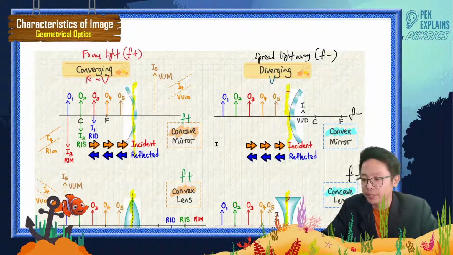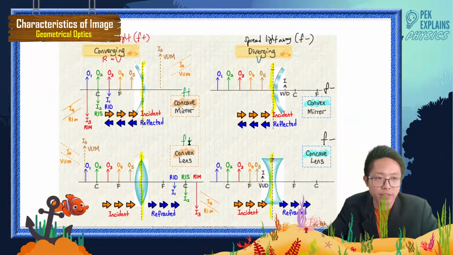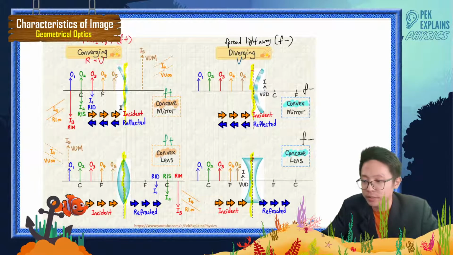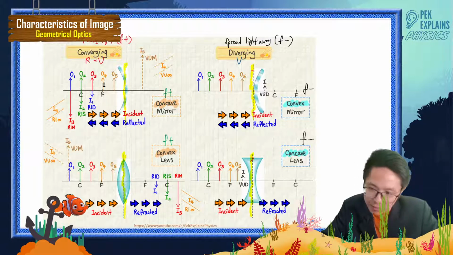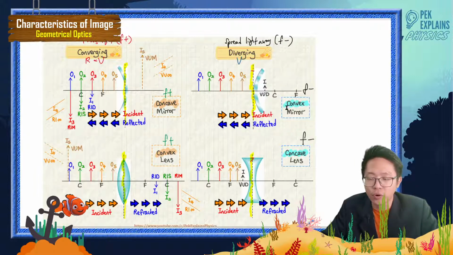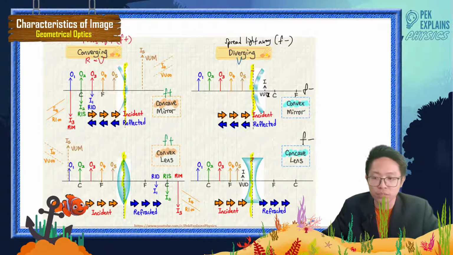Okay, you see the concave mirror and convex lens. What's the difference between these two? Actually, they are almost the same. The same thing about these two is both can form real image and virtual image. It can form two images. And then for convex mirror and concave lens, both of these are diverging mirror and diverging lens. The same thing about these two is they can form only one type of image, which is virtual image.